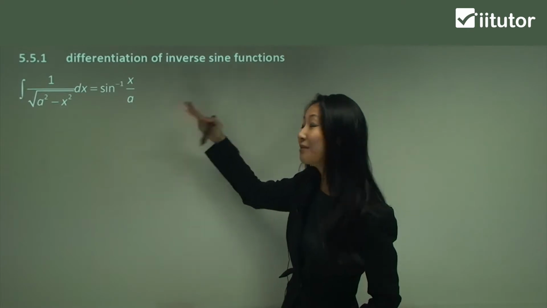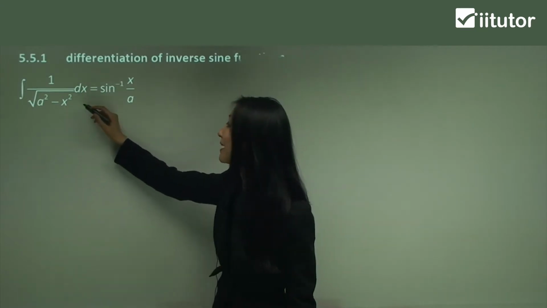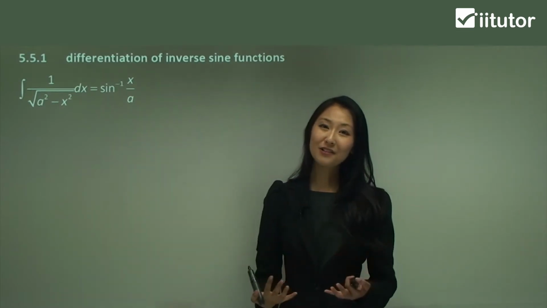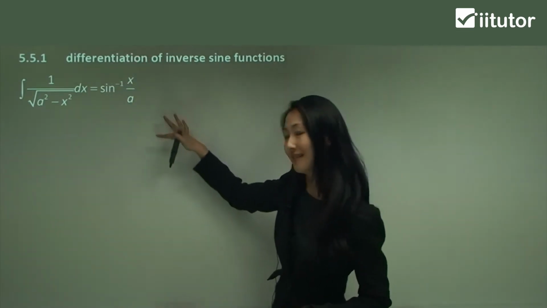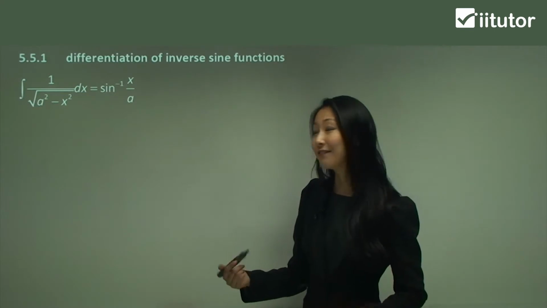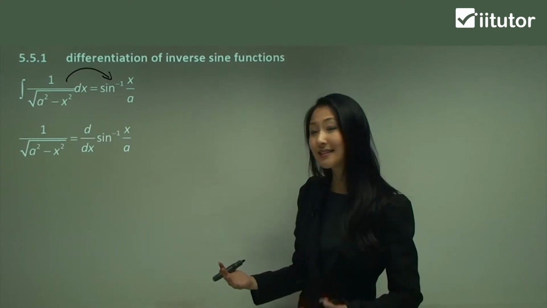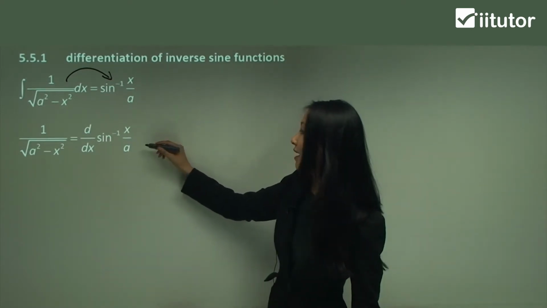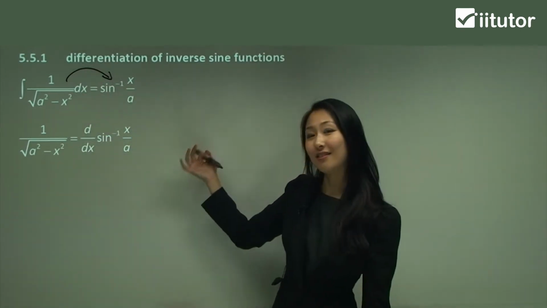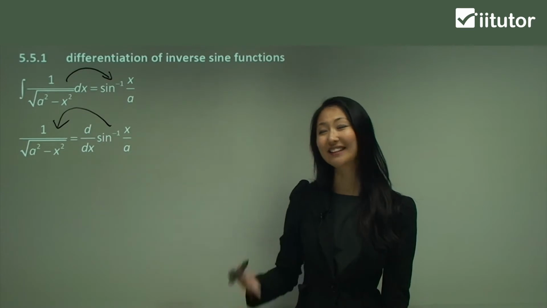So to start off with, what we're told is that the integration of 1 on square root a squared minus x squared equals inverse sine x on a. If we're told that the integration of this equals that, then how can we use this to find out the differentiation? Well, if the integration tells us that this goes to that, then it just makes sense that the differentiation of inverse sine x on a must equal to that. So if integration goes from there to there, then your differentiation should go from there to there. Does that make sense? Good.